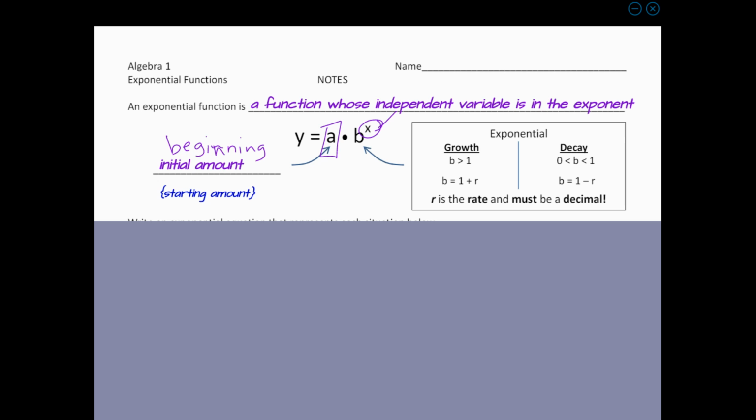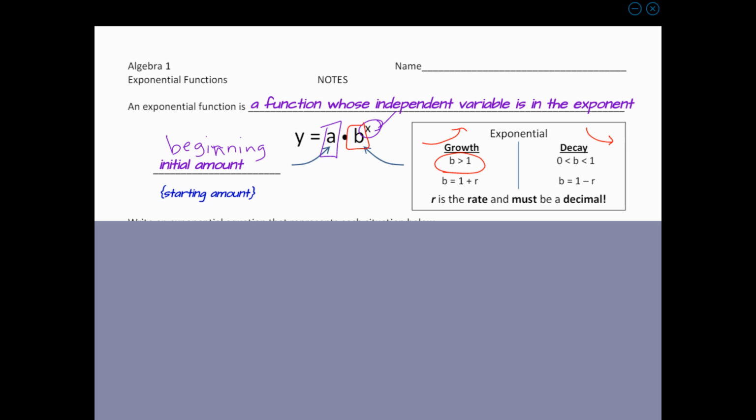Your base, this other number here that's raised to the power, indicates whether or not it's growing or decaying. So if it's growing, would you expect the graph to go up or down? Up. If it were decaying, would you expect it to go up or down? Down. So if it's growing, that number raised to the power is going to be greater than 1.